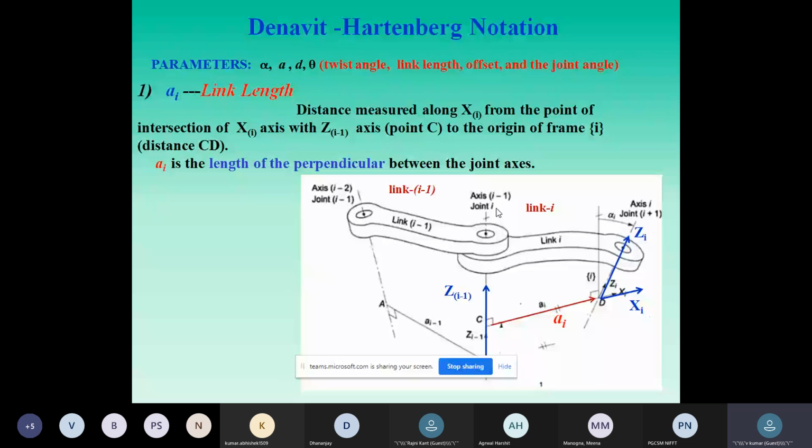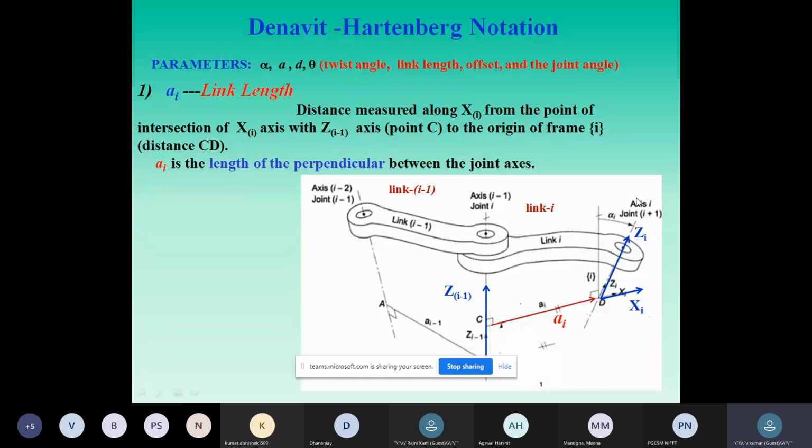First term, ai. Ai is link length. This is called link length. How can we define it? As we have already established the frames on each link, on that basis we define ai. Ai is the link length of link i. This is the distance measured along xi from the point of intersection of xi and zi-1, that is point C, to the origin of frame i.